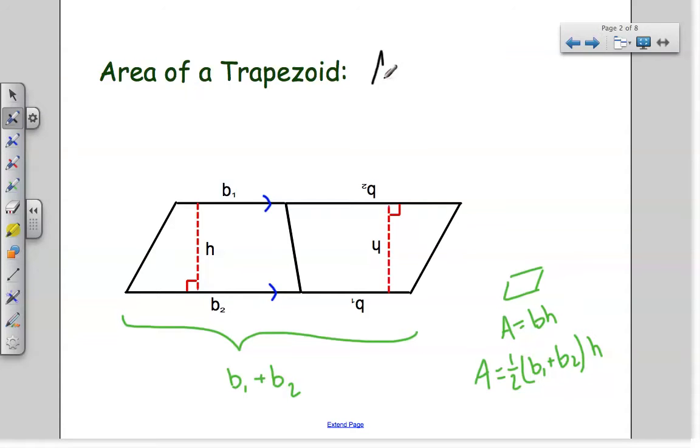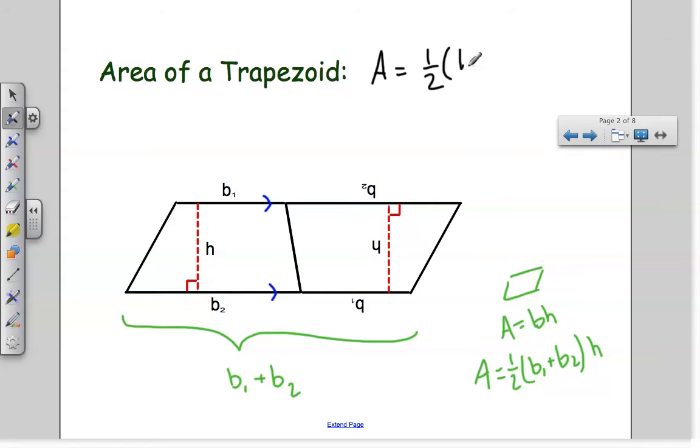The area is 1/2 of the sum of the bases. So you add the two bases in the trapezoid, they're going to be different, obviously. And then you multiply by the height. So the most complex area formula we've had so far.